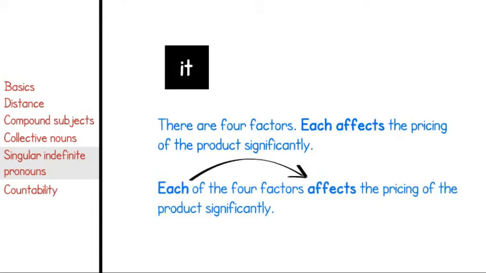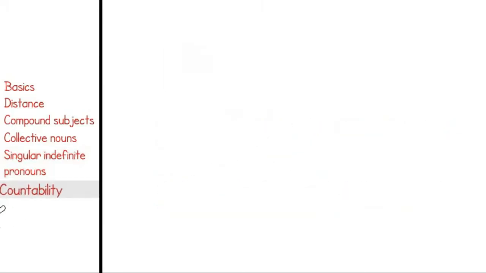This is still true when there is a distance between the subject and the verb, as we saw earlier. Each of the 4 factors affects the pricing of the product significantly. Notice that the verb affects takes the third person singular form to agree with each rather than factors.